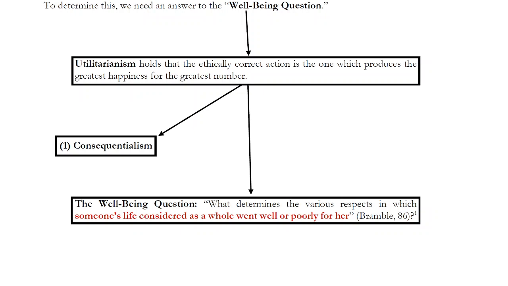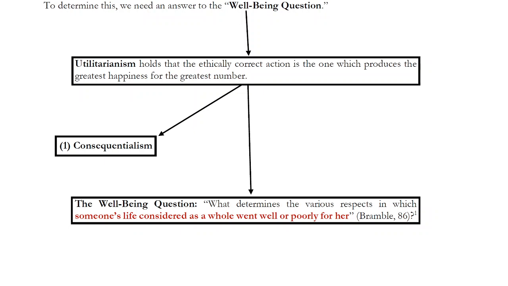And this means that when we think about whether the consequences of our actions are good or bad, we are asking what philosophers call the well-being question. And one philosopher, Ben Bramble, puts it in the following way. The well-being question just is, what determines the various respects in which someone's life, considered as a whole, went well or poorly for her? Now, this, of course, is not a foreign question to us. We spent the majority of the first half of this class discussing Aristotle, and he was intimately and very deeply concerned with this question of how we judge a whole human life.